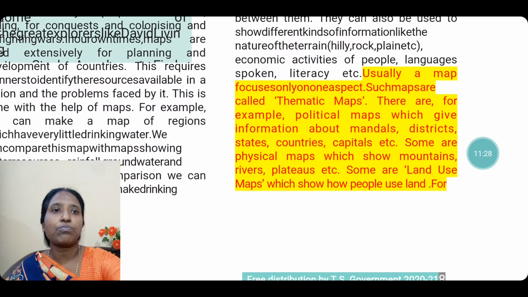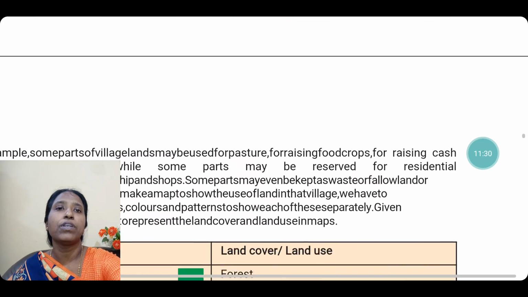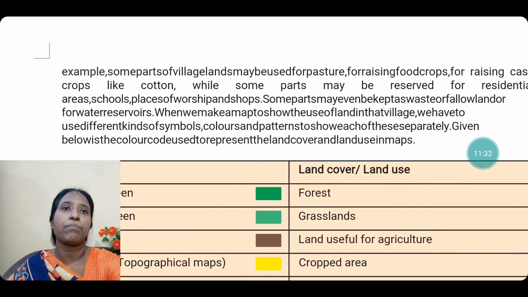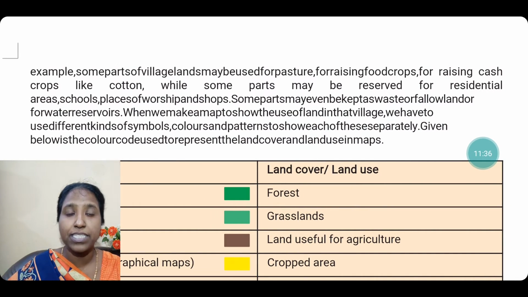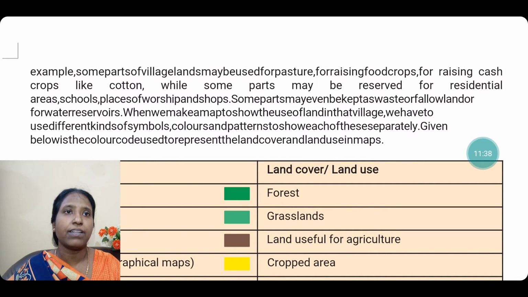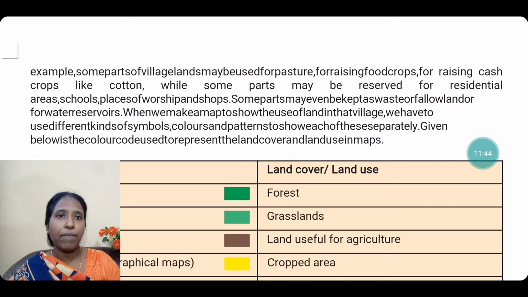Some are land use maps which show how people use land. For example, some parts of village lands may be used for pasture. Pasture means grazing the cattle, for raising food crops, for raising cash crops. All these details are given in those maps.